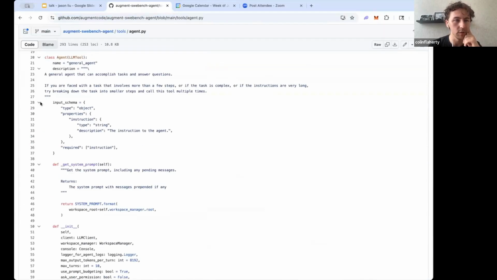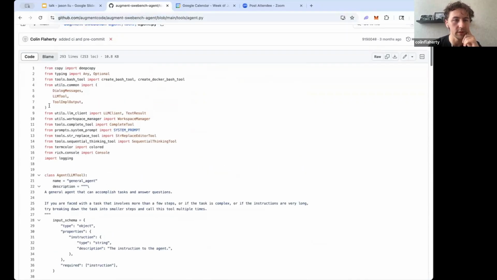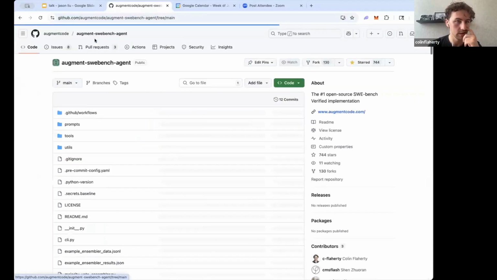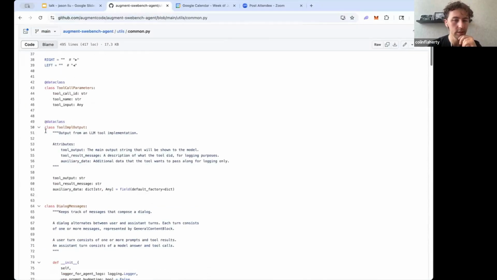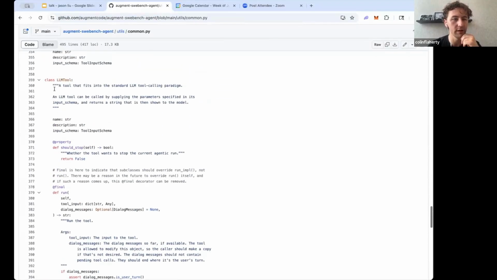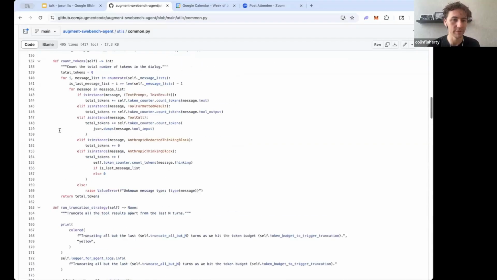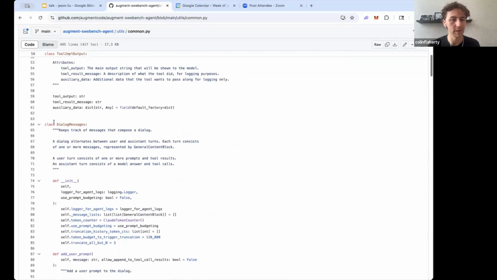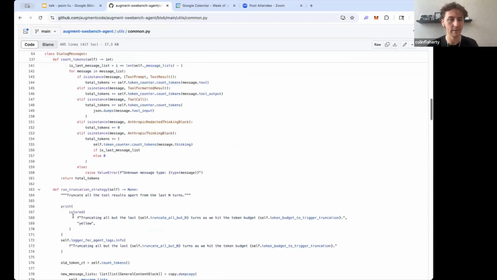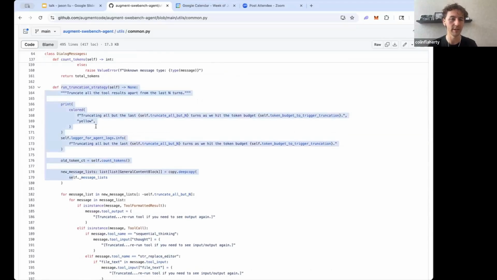There's this very simple notion of an LLM tool. A tool is in utils common.py. Yeah, so there's this very simple abstraction. It's an LLM tool. It has a name, a description, an input tool schema, and a few commands on it. Then you have this notion of a dialogue messages object, which is where we keep track of the dialogue history for the agent. This needs to have options to add user prompts and also agent prompts and tool calls. And then finally, you need some kind of truncation strategy.